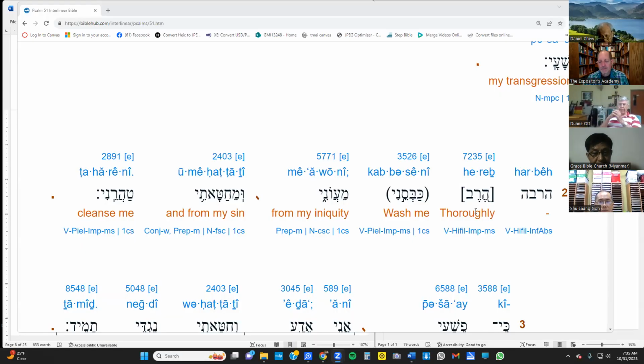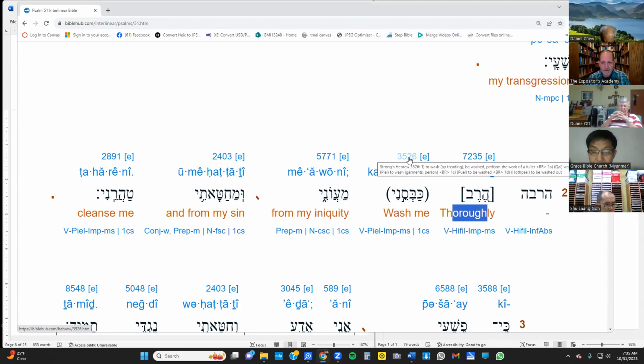A lexicon provides the different dictionary definitions of a particular word. The interlinear will just provide what they think is the definition of that word. That's the red here. But so, for example, if we say, well, let's look at a lexicon. On this interlinear, I can go to the number above it. This is the Strong's number. Let me just press that.